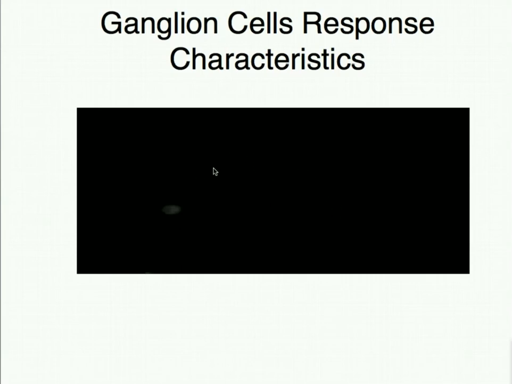And when it wasn't in that region, it wouldn't fire. And also, when there was a big spot of light, the ganglion cell wouldn't fire as much as when it was a small spot of light. And when it was a big spot of light with a hole in the middle without light, that made it really not respond at all. And this brought up the idea of receptive fields.